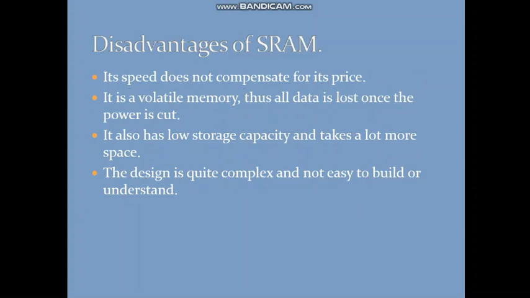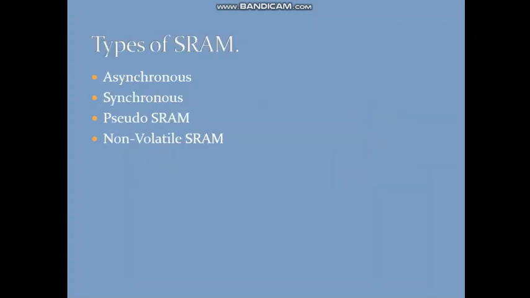Disadvantages of SRAM. Its speed does not compensate for its price. Secondly, it is a volatile memory, thus all data is lost once the power is cut. It also has low storage capacity and takes a lot more space. The design is quite complex and not easy to build or understand. And there are 4 types of static RAM: asynchronous, synchronous, pseudo SRAM, and non-volatile SRAM.